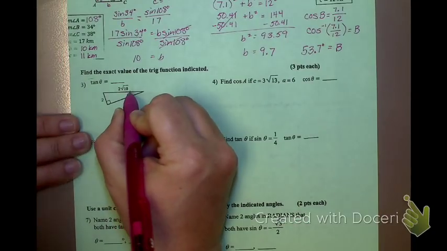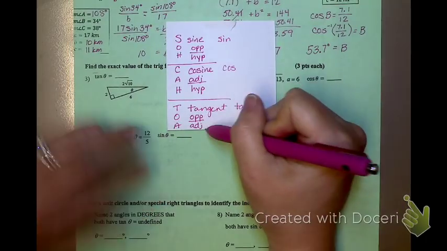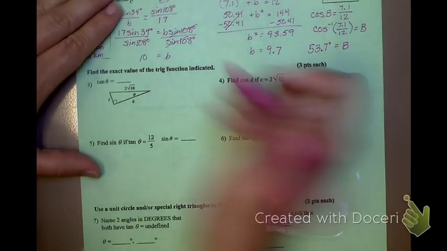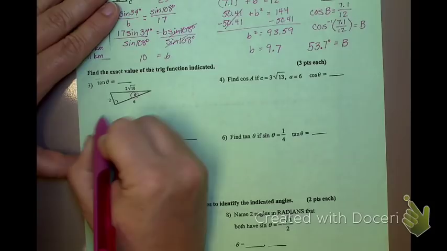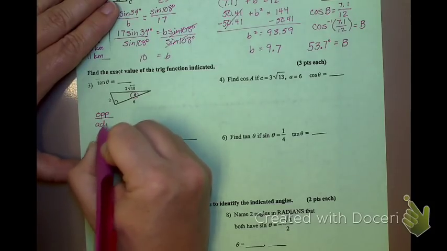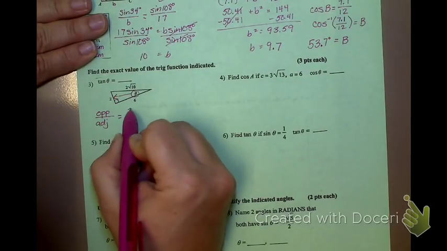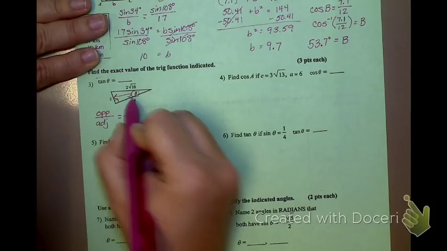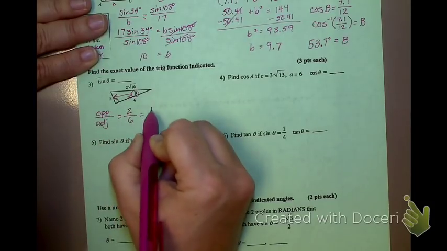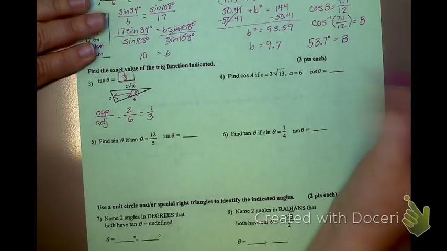So, what do I know about tangent? It is what? Opposite over adjacent. So here's theta. I need opposite over adjacent. What is opposite theta? 2, 6. What is adjacent theta? What does that reduce to? That was the easiest 3 points of the test. Should have been.